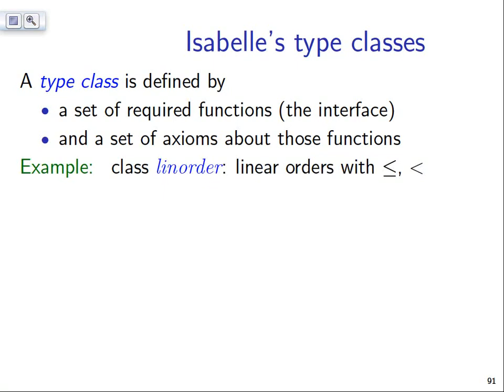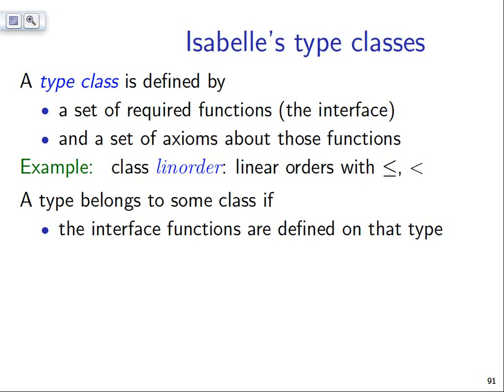And here is an example, not the precise syntax, but just in the system there is already predefined a class called linorder for linear orders, and those comprise all the types that have these two functions, a less than or equal and a less than on them, and order the elements in a linear fashion using these two relations.